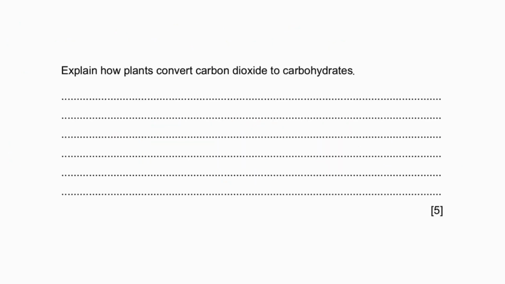Let's look at a bit of exam help. Now then, you could get asked a question, something like, explain how plants convert carbon dioxide to carbohydrates. This is a 5-mark question. It's obviously quite in-depth, and it might be a little bit tricky to try and think, how do I convert what I know about photosynthesis into some sort of a wordy answer? Well, let's look at what you might say.